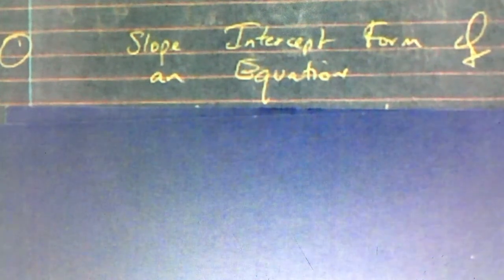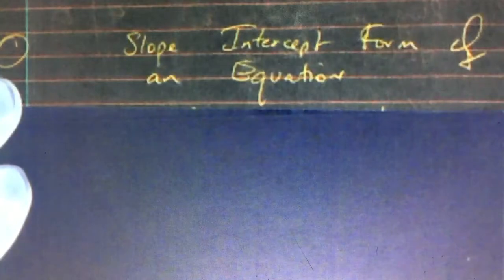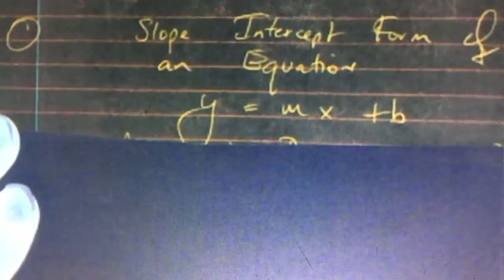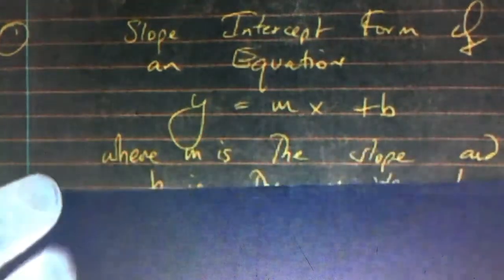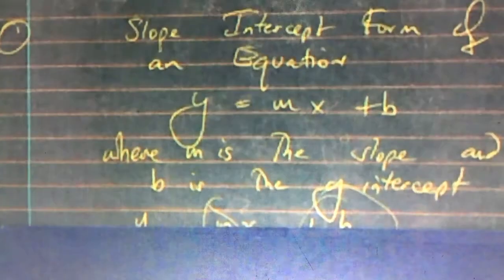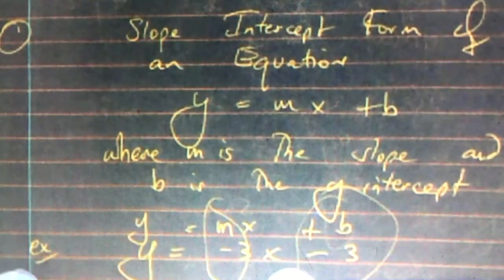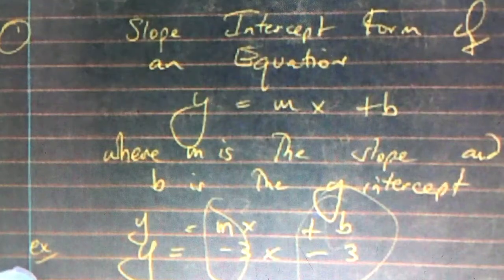Okay, we're going to work on graphing today. Two types of forms of equations. One is the slope-intercept form of an equation, and the other is the standard form of an equation. The slope-intercept form of an equation is y equals mx plus b, with m being the slope and b being the y-intercept. This is one we've talked about in the previous video, and here's an example of how it works.